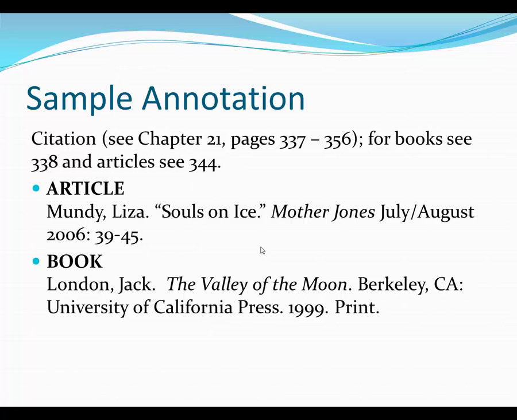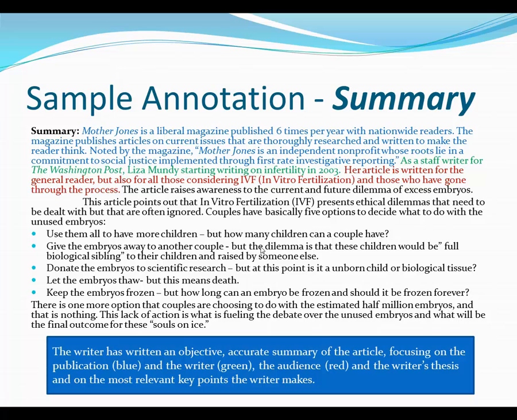So really, citations, as you write them, are like addresses so that the reader can find this material. If they find something in your paper that they want to refer to and look up, they should be able to find it by using the citation. After you include a citation for each source you're citing, you're also going to include a summary. In the summary, the writer writes an objective, accurate summary of the article, focusing on the publication, that's the blue stuff up here, and the writer, that's the green stuff up there, and the audience, that's the red stuff up there, and the writer's thesis, and the most relevant key points the writer makes.